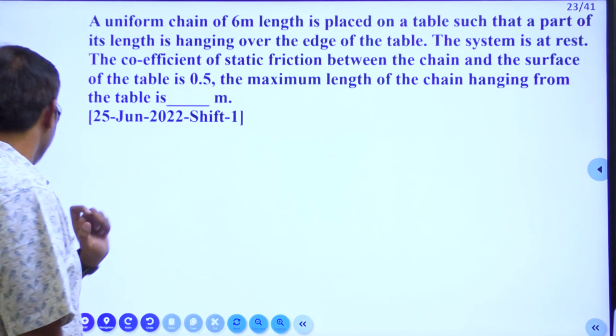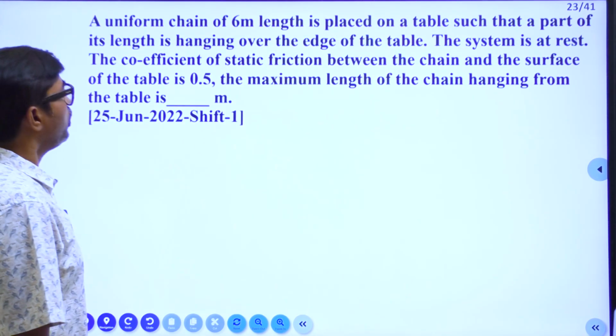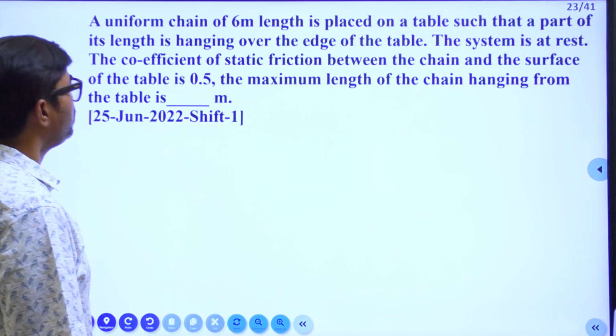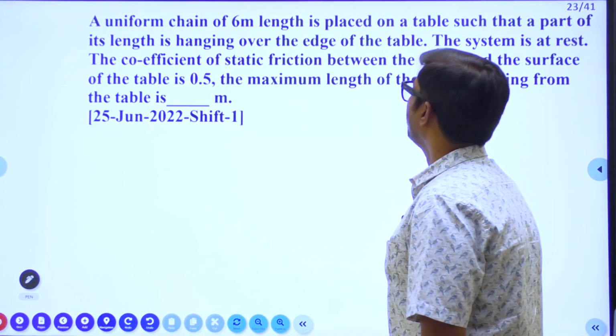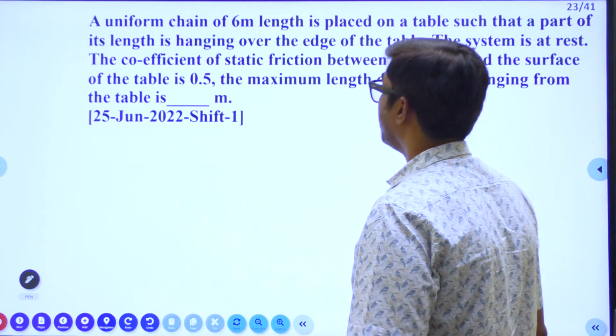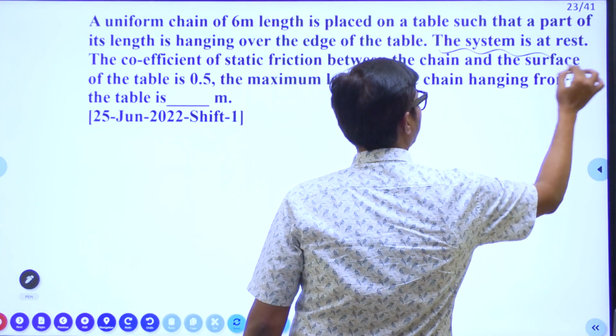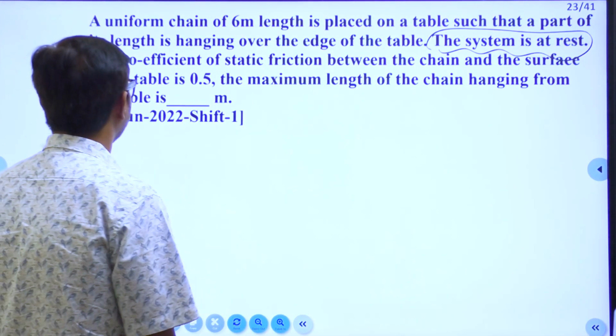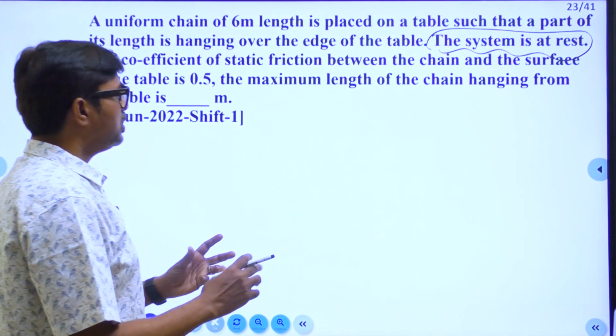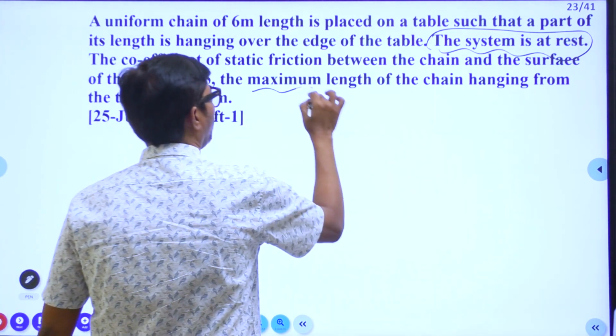Okay then, good. Next, a uniform chain of 6 meter length is placed on a table such that part of it is hanging over the edge of the table. The system is at rest. So obviously I'm going to deal with an equilibrium situation here. The coefficient of static friction is given as 0.5. Then how much is the maximum length of overhanging?